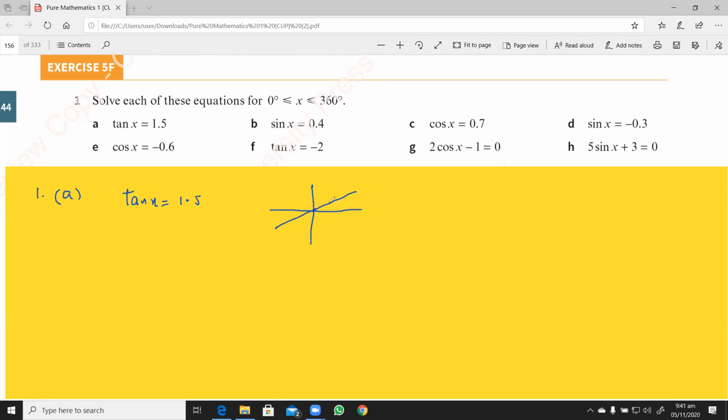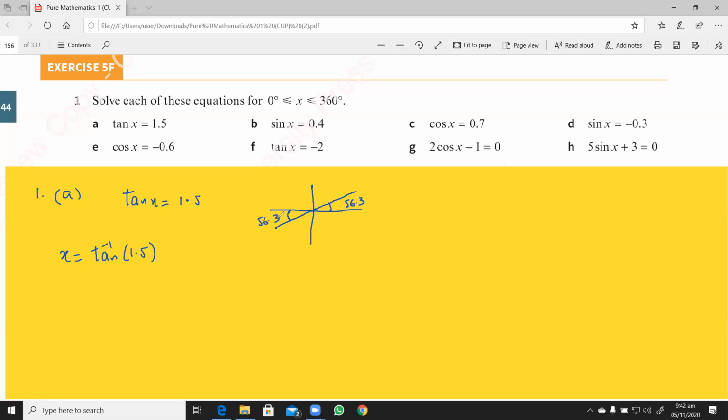So you quickly mark the quadrants where your tan is positive. Just keep it ready. Now you use the calculator. This is going to be tan inverse of 1.5. We are dealing in degrees, so your calculator's mode should be in degrees. Tell me what is tan inverse of 1.5. 56.3. The degrees should be correct to 1 decimal place.